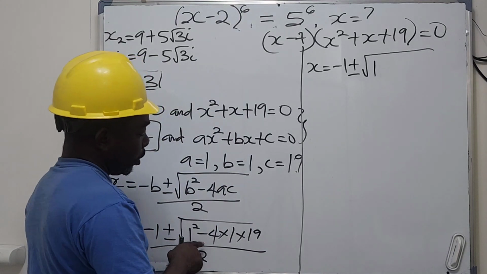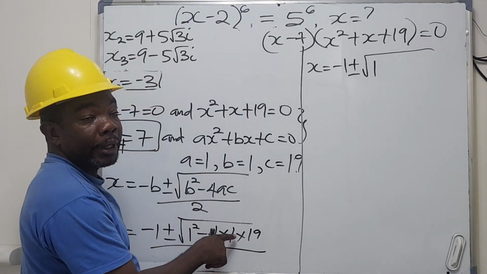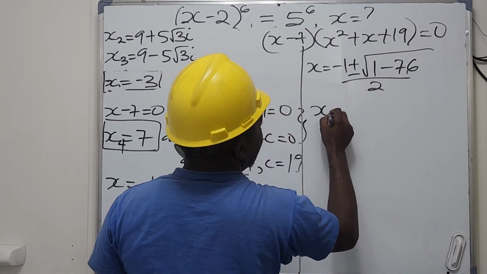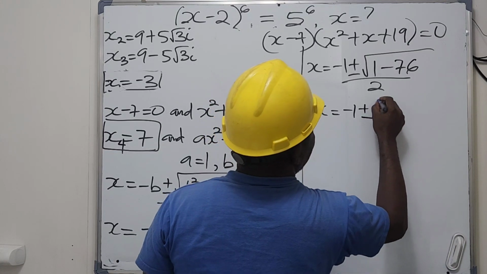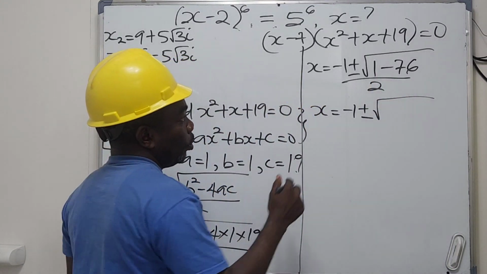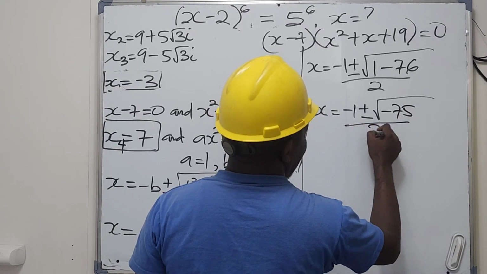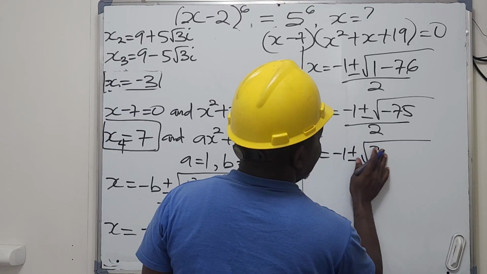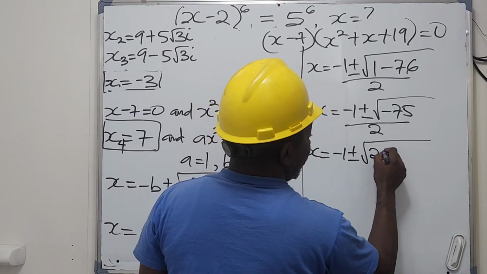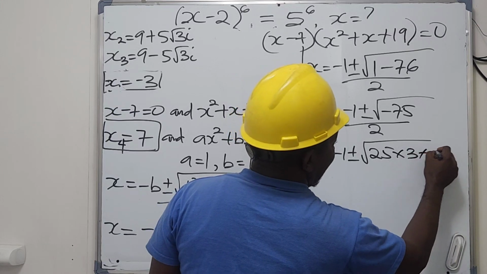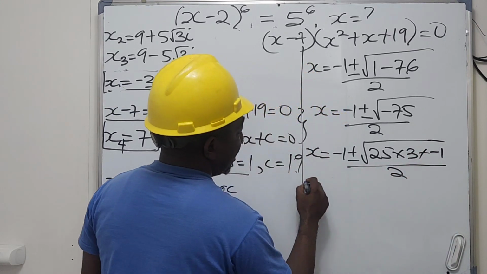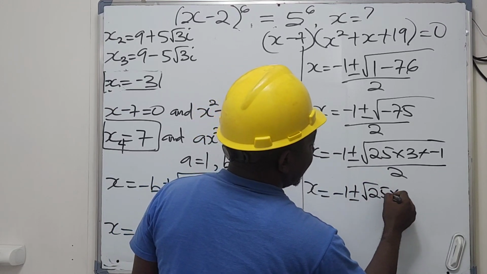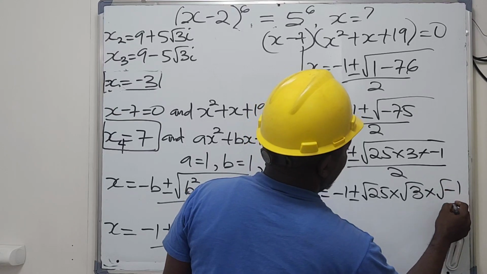So from there, our value of x equals to minus 1 plus or minus square root of 1 to the power of 2 is 1. Then we have minus 4 times 1 times 19 will give us minus 76, all over 2. In that case, our value of x equals to minus 1 plus or minus square root of 1 minus 76, which will become minus 75, all over 2. So in this case, our value of x equals to minus 1 plus or minus square root of 75, which is the same thing as 25 times 3 times minus 1, all over 2. So the value of x equals to minus 1 plus or minus square root of 25 times square root of 3 times square root of minus 1, all over 2.